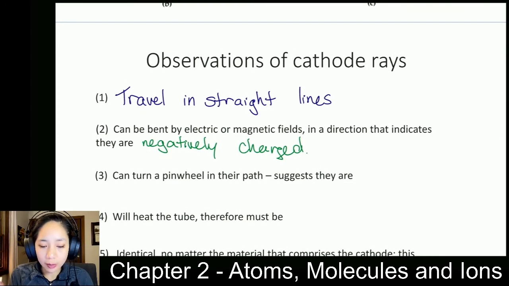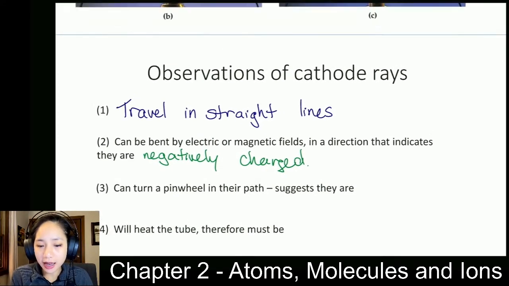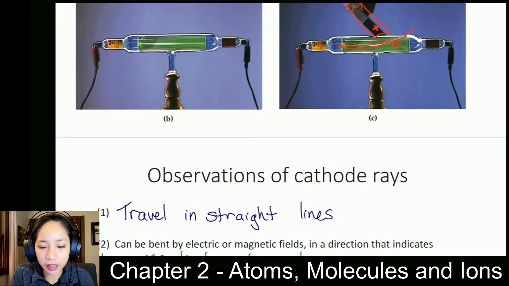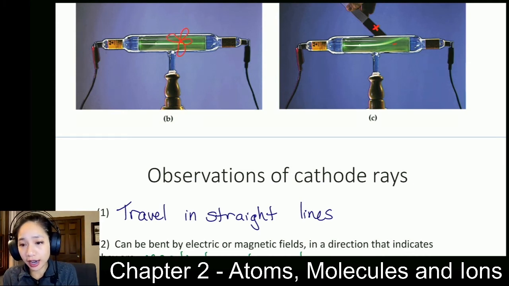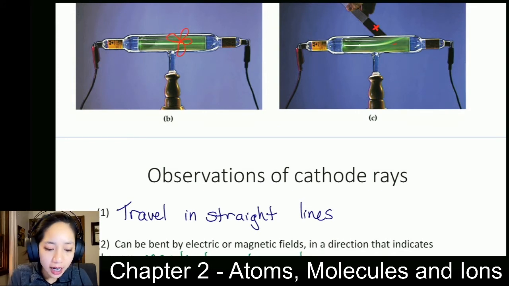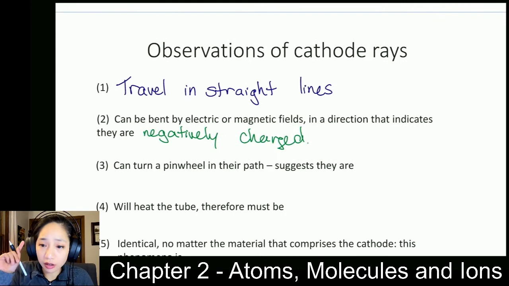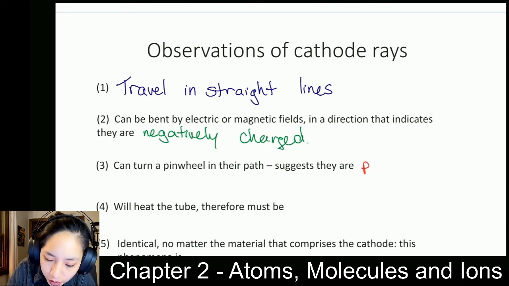They saw that if they put a little pinwheel inside the tube of evacuated gas, in the path of this ray, the stream, the ray, would actually turn the pinwheel. So that indicates that they are particles, that they have mass. Particles, so they have to have mass.